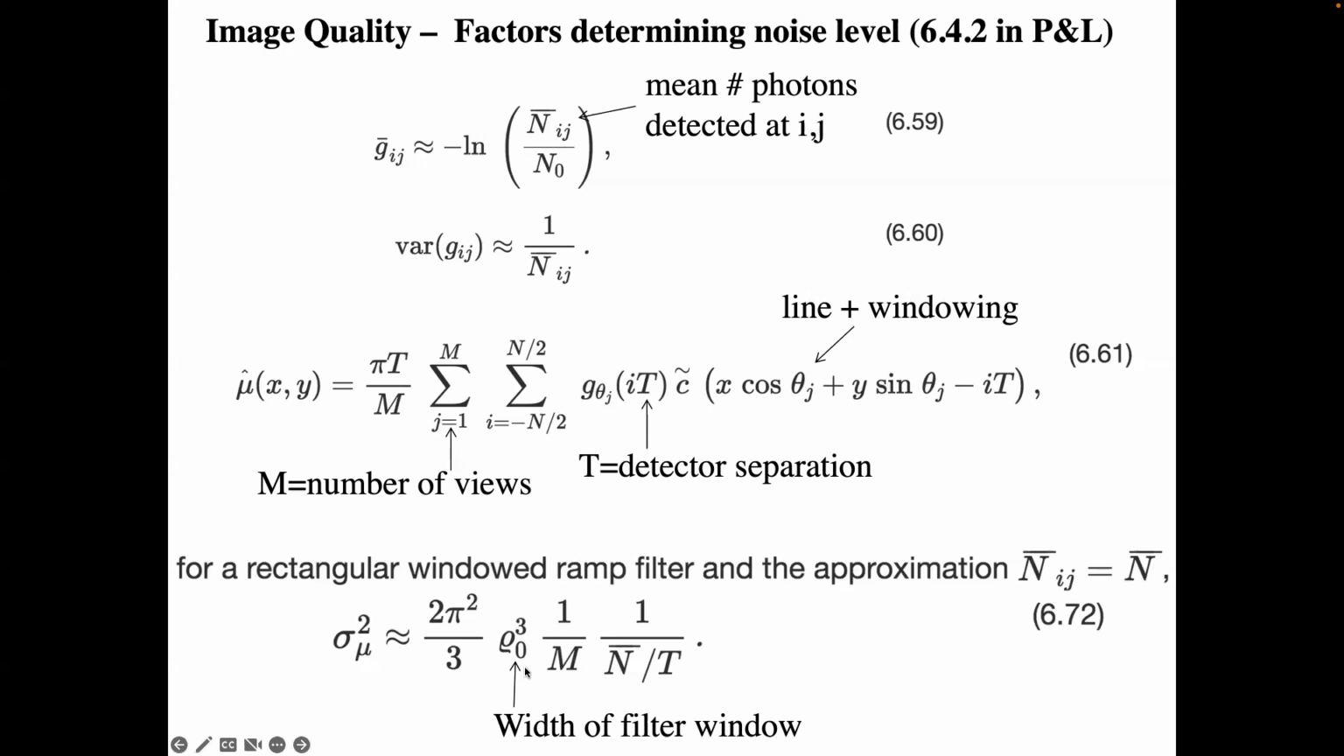This is the one that's interesting. This is basically the width of the convolution filter in Fourier space, right? So as that filter goes out to higher and higher levels, such that the cutoff is at higher and higher frequencies, the variance goes up as the cube of that highest frequency.